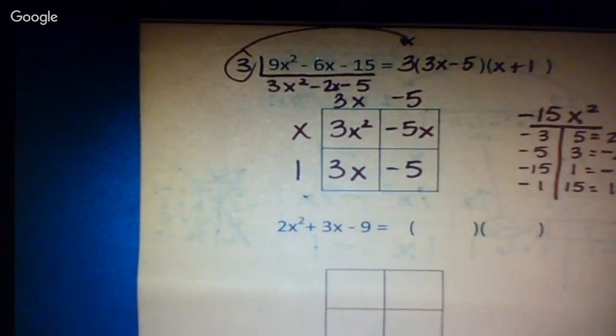Now what? Combine your like terms. So 3x squared minus 2x minus 5. And then the last thing you need to do is multiply your 3 through to every term. So 3 times 3, 9x squared, minus 6x, minus 15. Does that match what I started with? Yes. Your answer's correct.